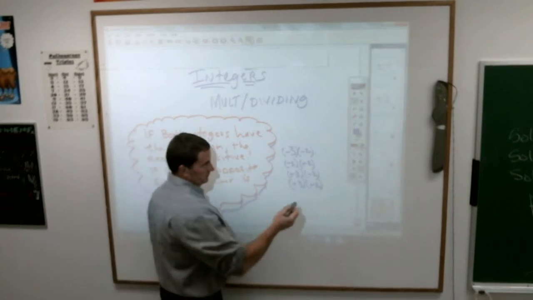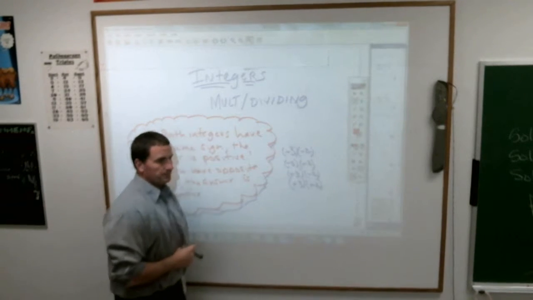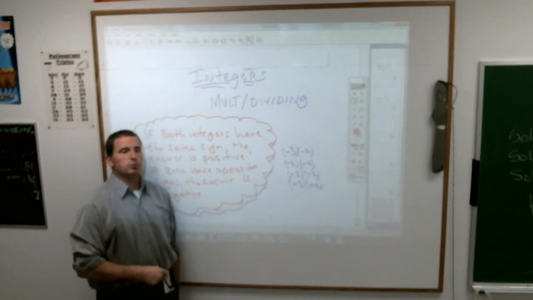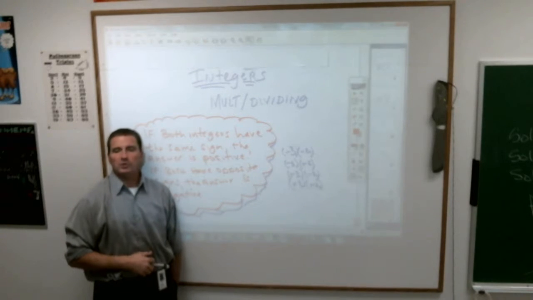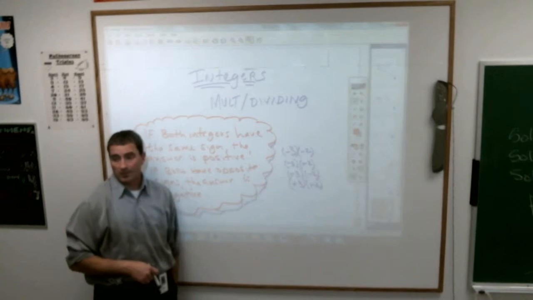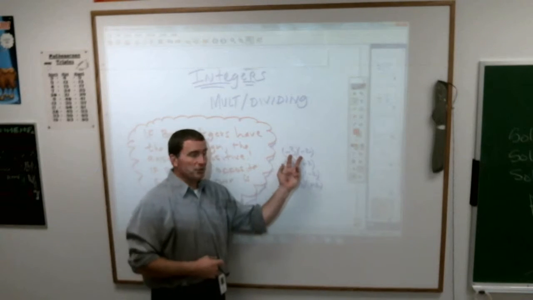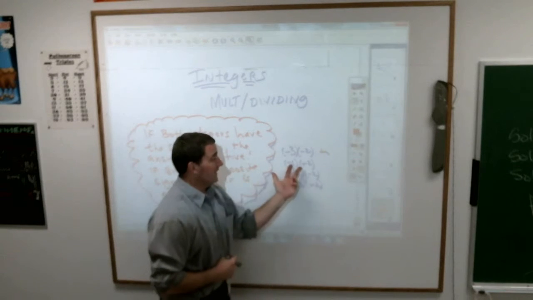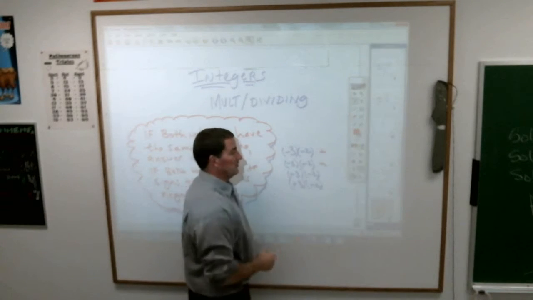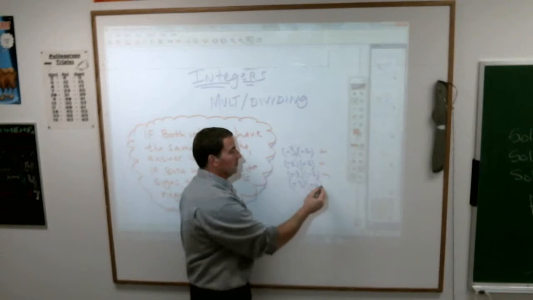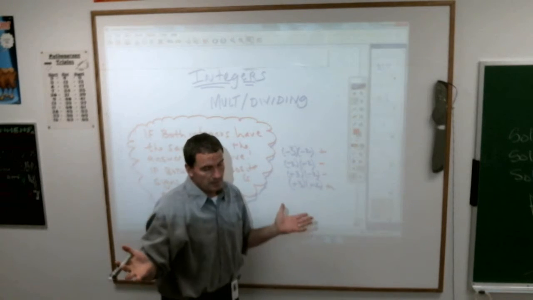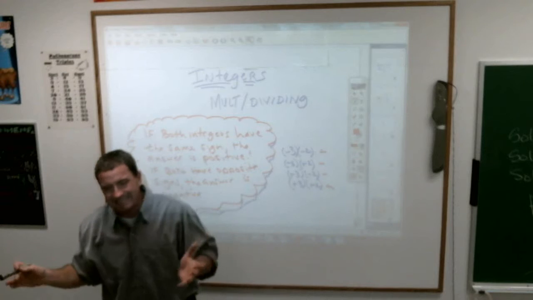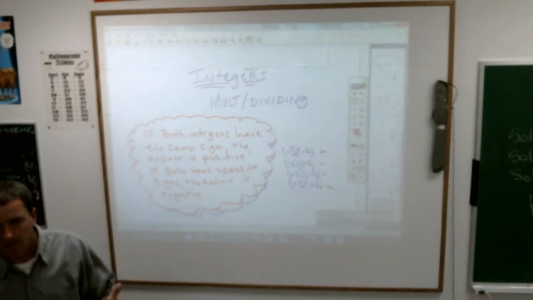So really, children, the gist of this is this. Before you even look at what your product is, before you actually do the multiplication, you should be able to tell me what the sign is that goes with it. The only rule is, if they both have the same sign, my answer is going to be positive. If they have opposite signs, my answer is going to be negative. Opposite signs, negative; same signs, positive. That's as simple as it is. It doesn't get any easier than that.